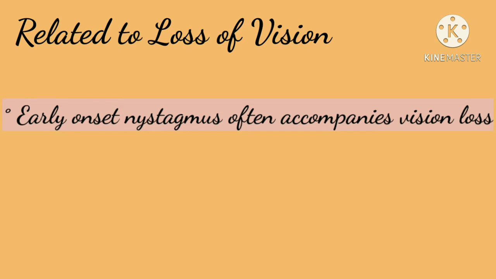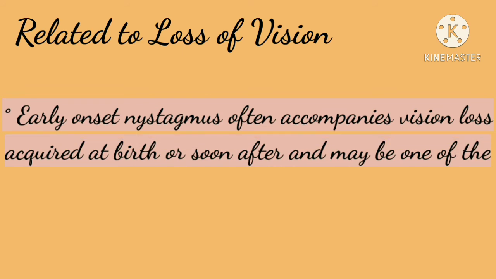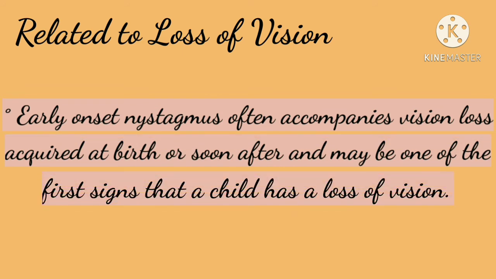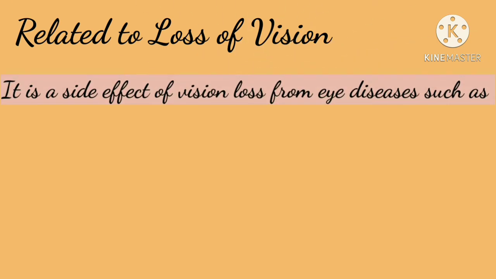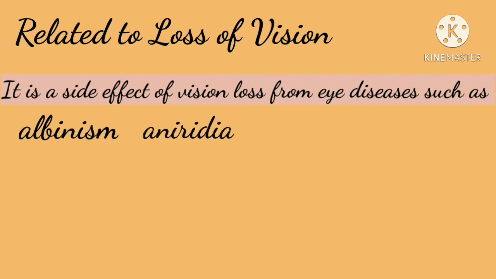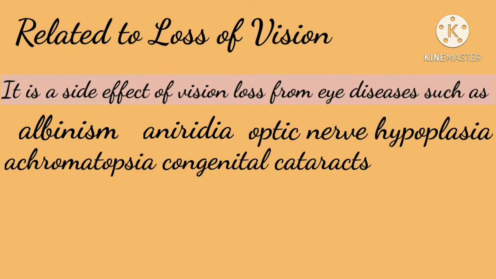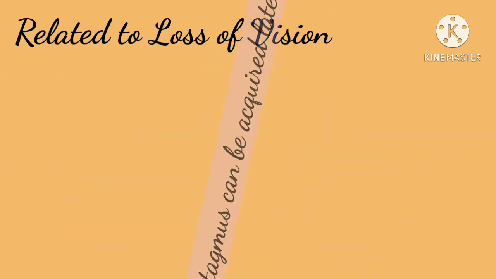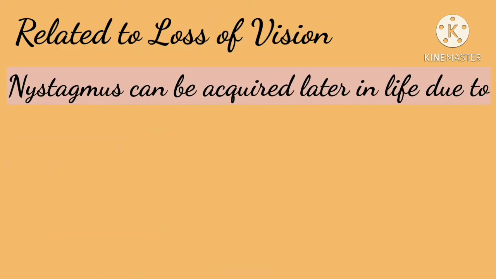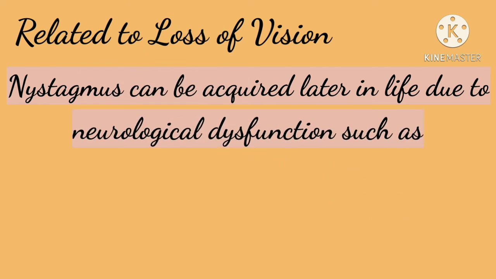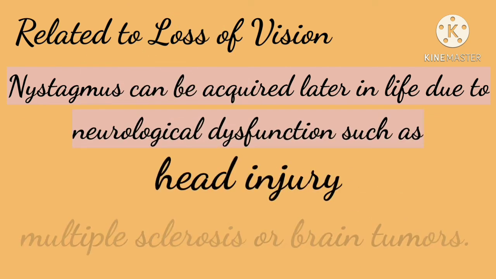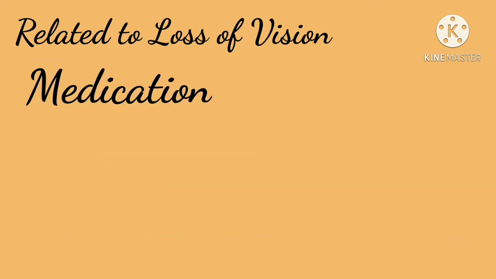Early onset nystagmus often accompanies vision loss acquired at birth or soon after, and may be one of the first signs that a child has loss of vision. It is a side effect of vision loss from eye diseases such as albinism, aniridia, optic nerve hypoplasia, achromatopsia, congenital cataract, coloboma, or retinopathy of prematurity. Nystagmus can be acquired later in life due to neurological dysfunctions such as head injury, multiple sclerosis, or brain tumors.